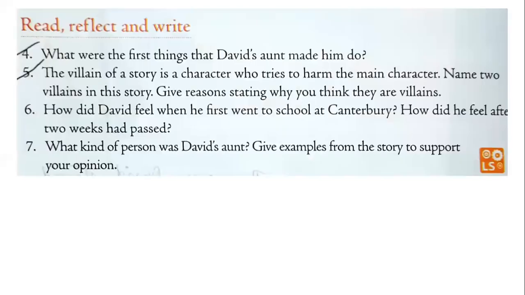And now we come to read, reflect, and write. There are 4 questions there. Again, I'm going to help you with a lot of pictures and comic strips as far as possible. I believe that when you look at pictures, the answers will stay in your mind even better. So let's do the 4th one first. What were the first things that David's aunt made him do?